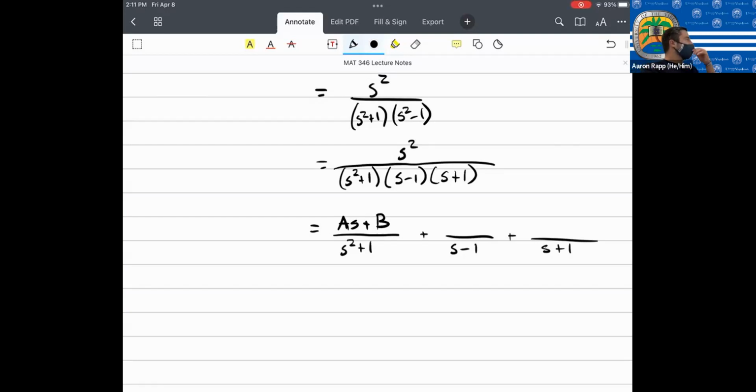But then I go to my s minus 1 term. What is its degree? First, which means in the numerator, I need to have a what degree polynomial? A 0 degree polynomial, which is just a constant function. So I get just another constant. And then similarly for s plus 1.